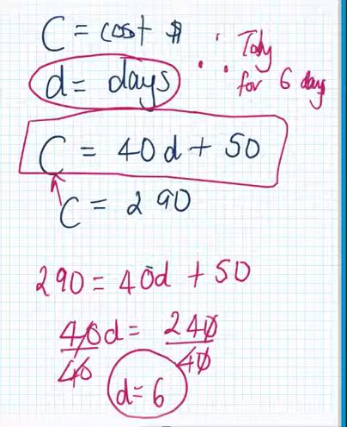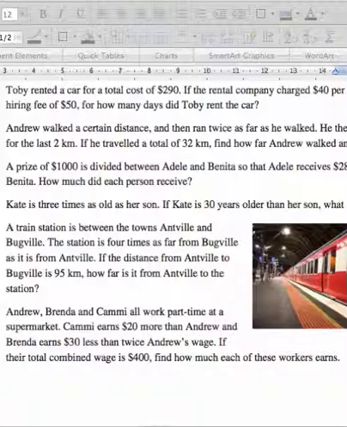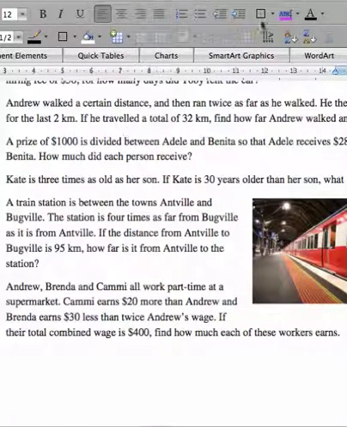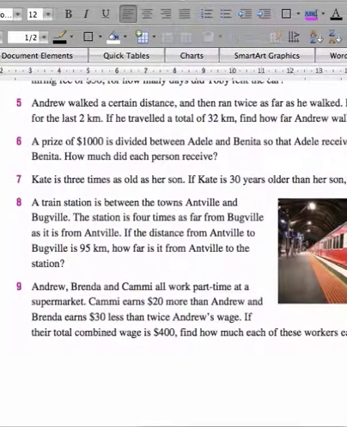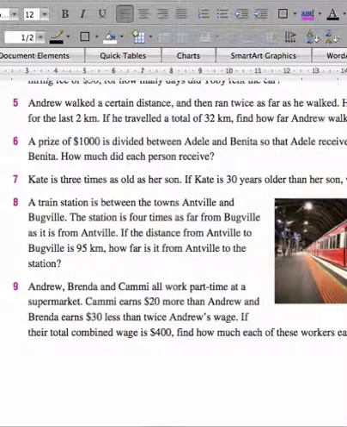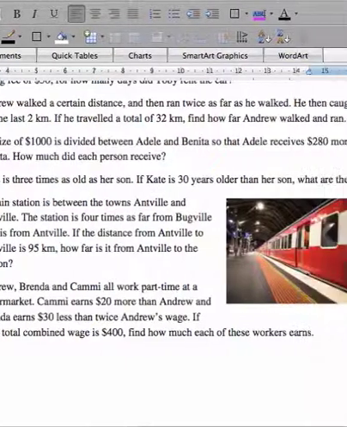So just make sure you read it carefully. All right, our next question says, Andrew walked a certain distance and then ran twice as far as he walked. He then caught a bus for the last 2 kilometers. If he traveled a total of 32 kilometers, find how far Andrew walked and ran.